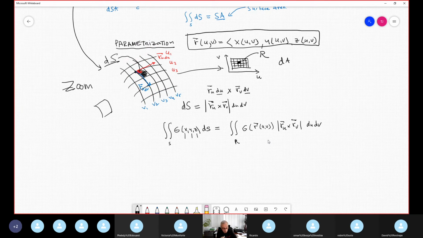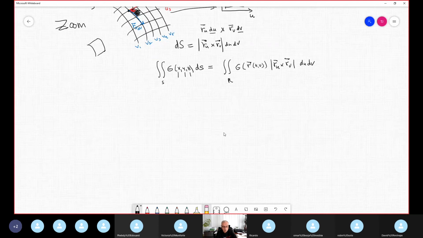Okay? But it's not the only way. There are 3 different ways I want to explain right now. Suppose we have no parameterization, or it's super complicated to find a parameterization. There is another way: the explicit form.